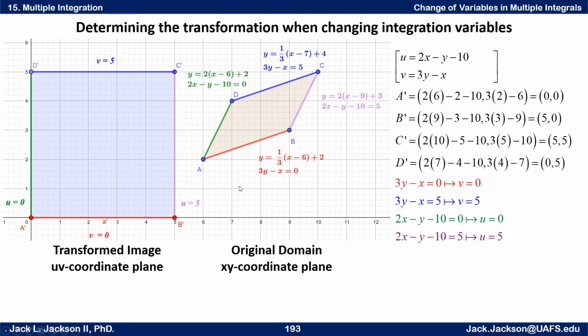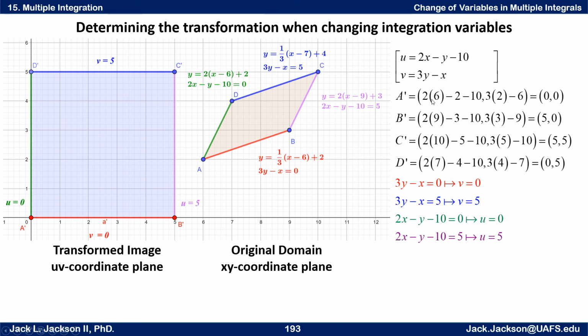So now if we transform the formulas for each side, the bottom becomes v equals 0. It's across the bottom. The top side becomes v equals 5. The left side becomes u equals 0. And the right side is u equals 5. So the sides are constant functions, which are horizontal and vertical line segments.